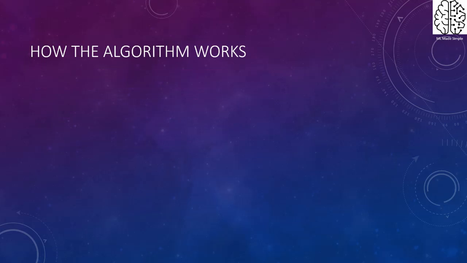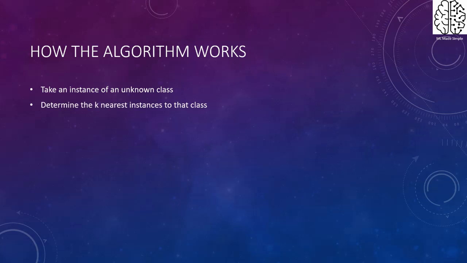So how does the algorithm work, and what does it do? Well, we start by taking an instance of an unknown class. Remember, our instances are our rows, so these are objects with properties or features, as we refer to them. We have an instance and we want to classify it, but we don't know what its class is. The class ends up being the target. So we need to determine the k nearest instances to this one.